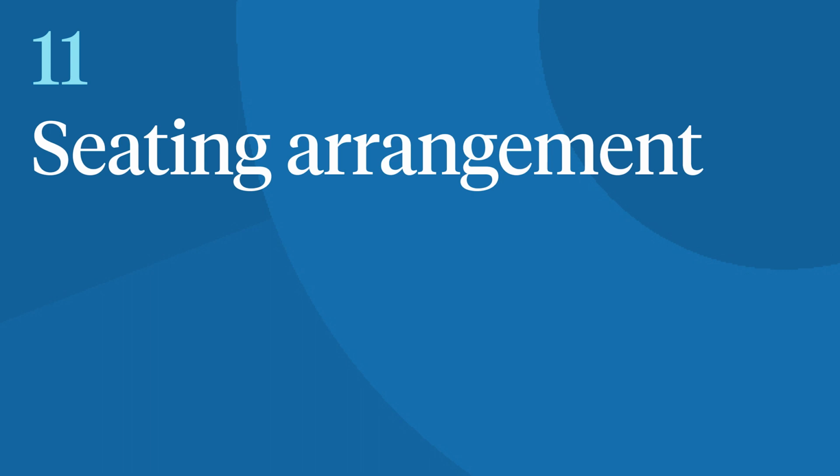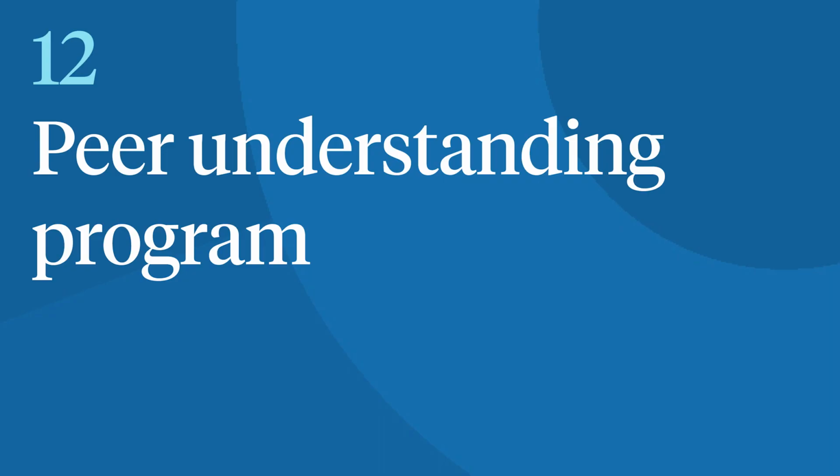11. Seating arrangement. Consider the seating arrangement in your classroom. If the school has noisy hallways, you might not want to have a child with OCD sit by the door. You might have them sit in the front where they're less likely to hear the noise. This will help them stay more focused on their work. 12. Peer understanding program. Children with OCD are oftentimes teased and bullied because of their symptoms. Consider a peer understanding program where you explain to the whole class what OCD is and how it affects their classmate. This can inspire a surprising amount of support from other children.